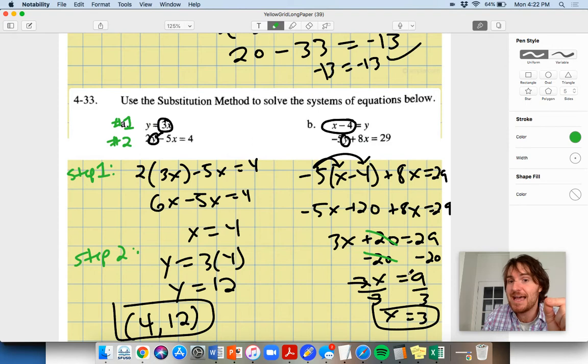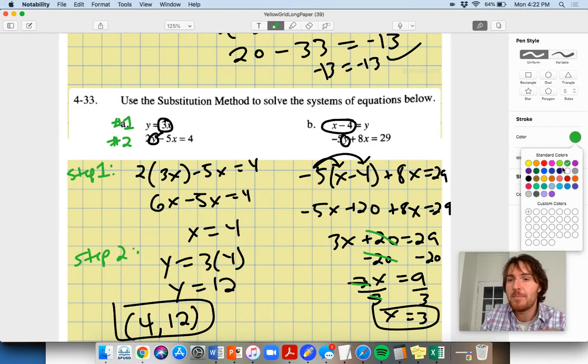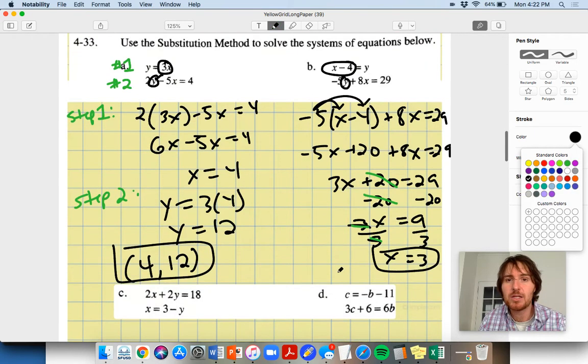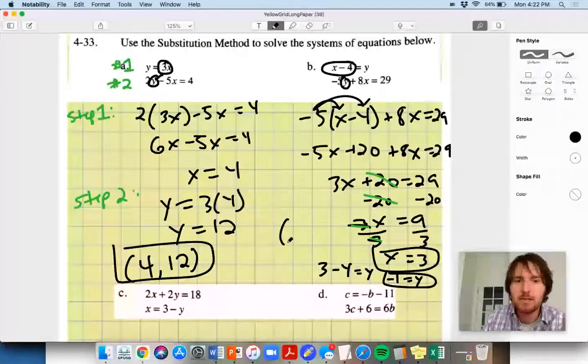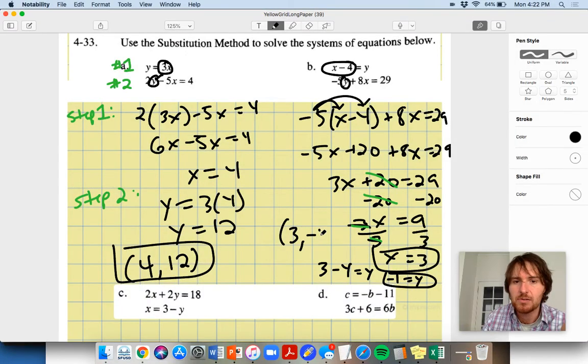29 minus 20 is 9. Now I can divide both sides by 3, and I've got x by itself here. 9 divided by 3 is 3, okay? And now I can use this to get what y has to equal. So I take 3 for x minus 4, and that's going to equal y. So negative 1 equals y. And there's my answer right here. Write it as a coordinate. It's a great way to answer it.